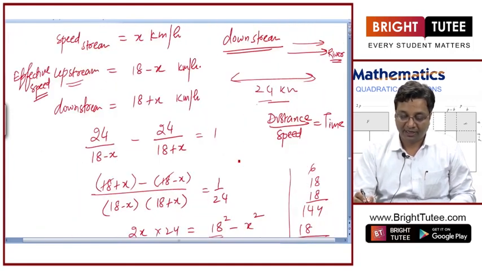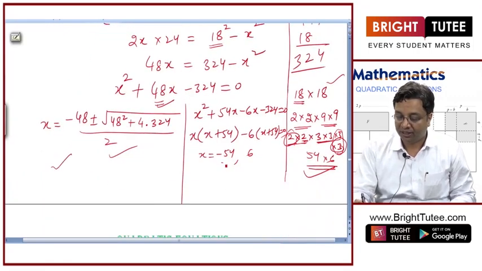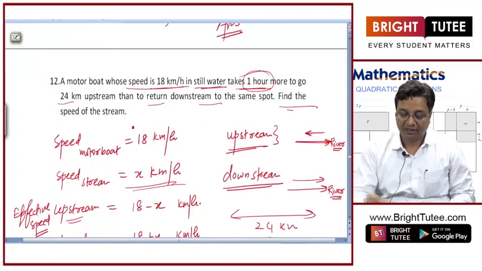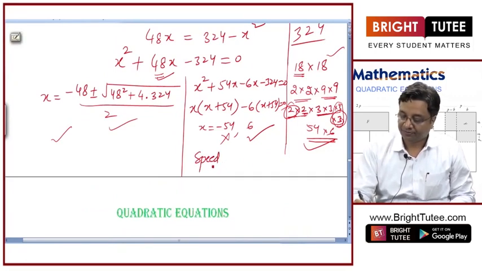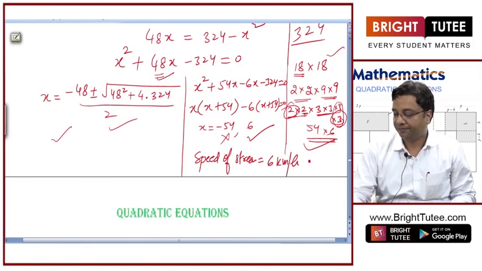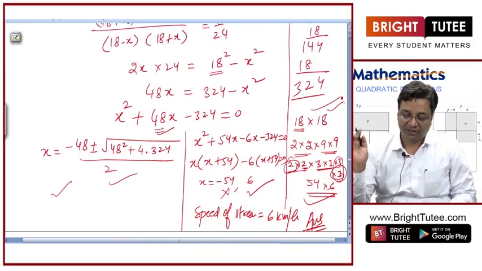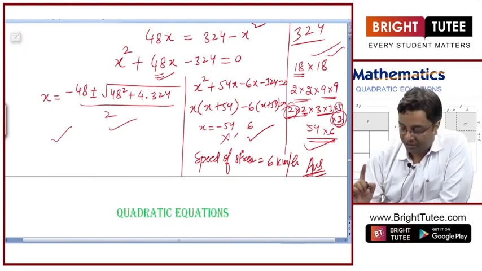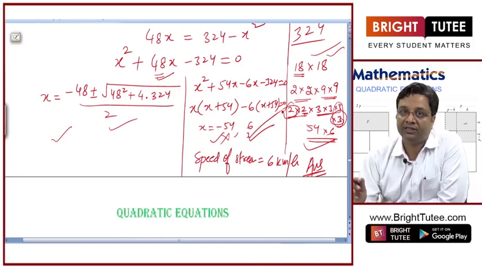So what is x here? x is the speed of the stream, right? So we will not consider minus 54 as our answer. 6 will be the speed of the stream. Find the speed of the stream, right? And what is the unit here? Speed of stream will be equal to 6 km per hour. This will be your answer using the factorization method. If you think this process is difficult, you can simply calculate these terms and you will get the same answer, right? You will get minus 54, which you need to rule out, and 6, which is our final answer.